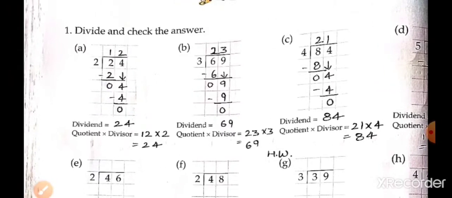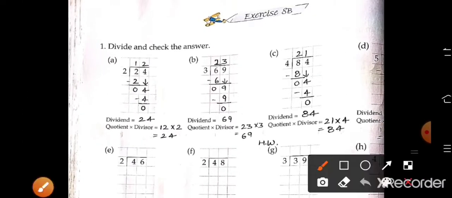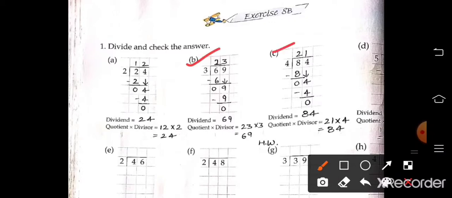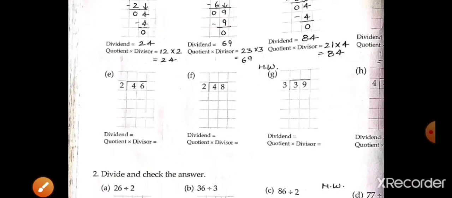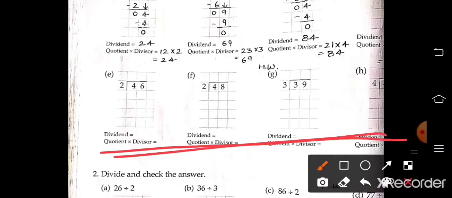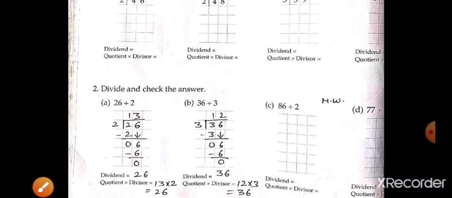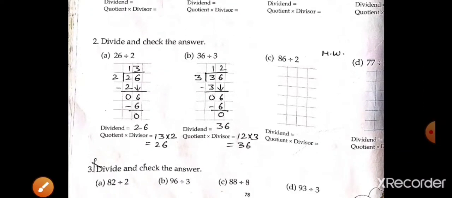Okay, so like this you have to do. This part, B and C part I have done for you. Okay, and this part you have to do in your homework. Now again divide and check the answer same. 26 divided by 2.